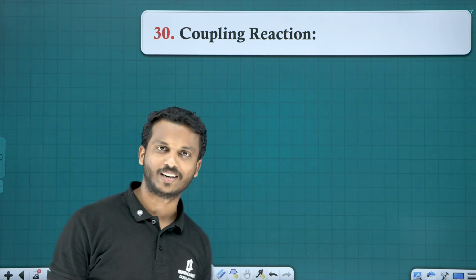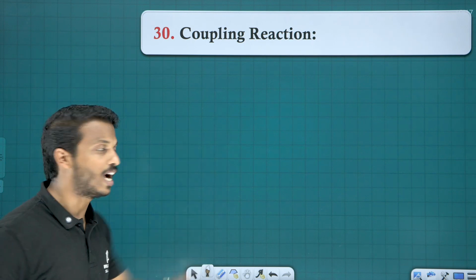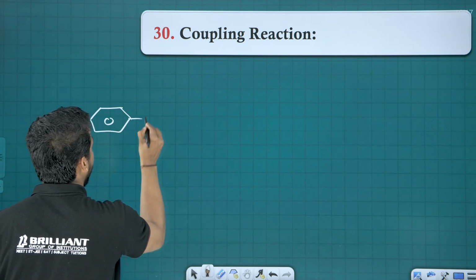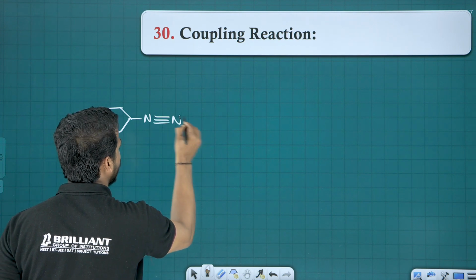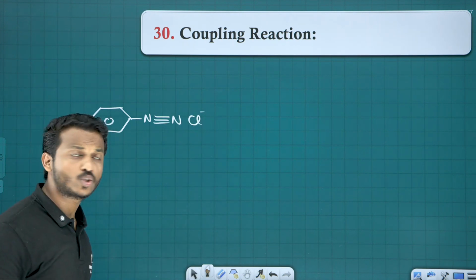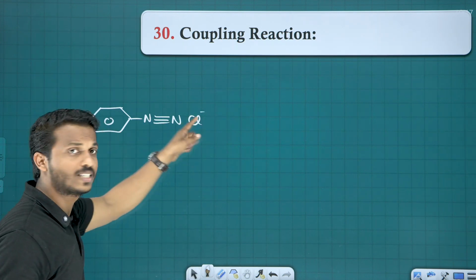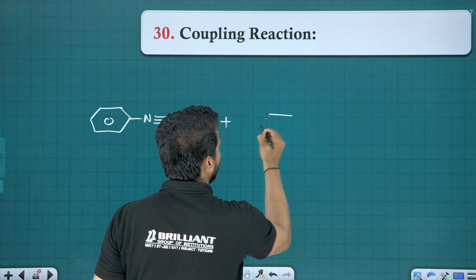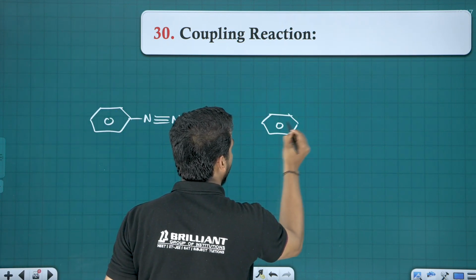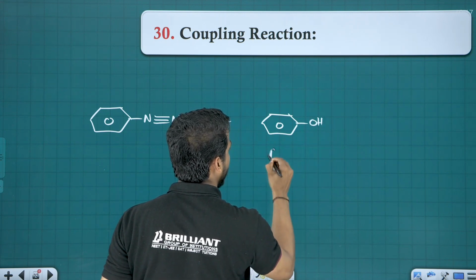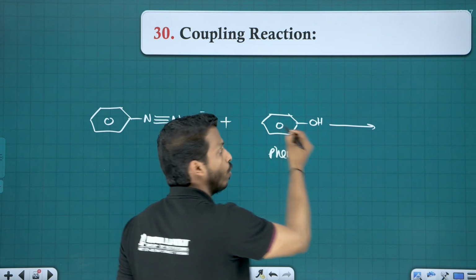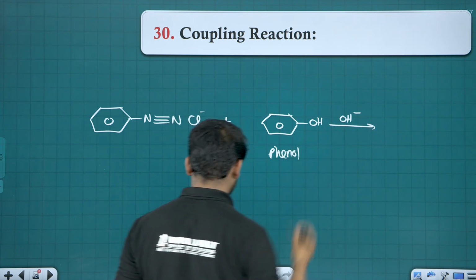And we are going for the last and final name reaction: the coupling reaction. We studied this in the last part of the amine chapter. So let me take benzene. There are 2 coupling reactions. I am taking benzene diazonium salt, benzene with N2 plus Cl minus, benzene diazonium chloride. First I am going to treat it with phenol. What is phenol? Benzene with OH. Phenol is acidic, so we are using a basic medium here.